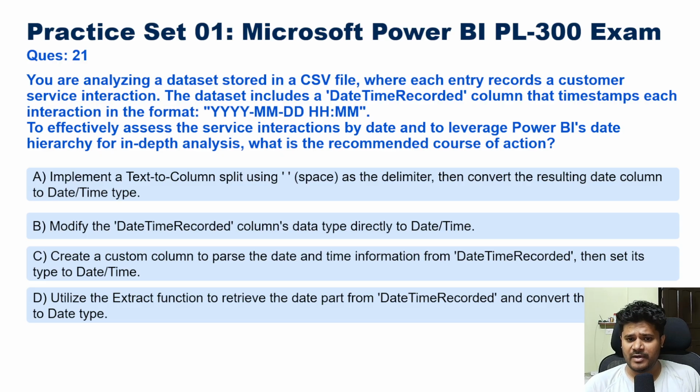Option A, implement a text to column split using space as the delimiter, then convert the resulting date column to date time type. Option B, modify the date time recorded column's data type directly to date time. Option C, create a custom column to parse the date and time information from date time recorded, then set its type to date time. Option D, utilize the extract function to retrieve the date part from date time recorded and convert this new column to date type. So these are the four options.